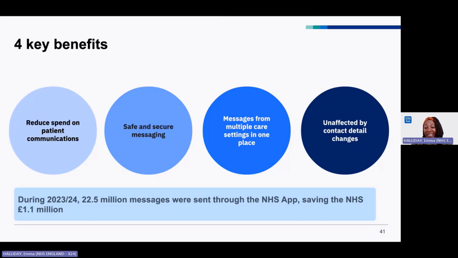And then finally, it's unaffected by contact detail change. This is because of how messages are sent in the app. It's not down to the phone number, but the patient's NHS number. So if the patient changes their phone number or their address and they haven't updated the practice, they'll still be able to get that message. And then there's a bonus one. It is actually free to use for commissioned health and care service providers.